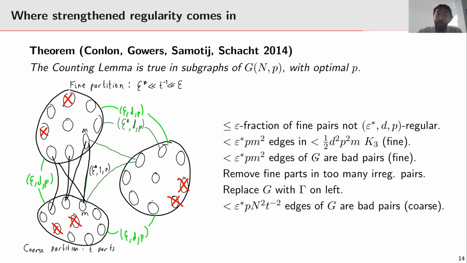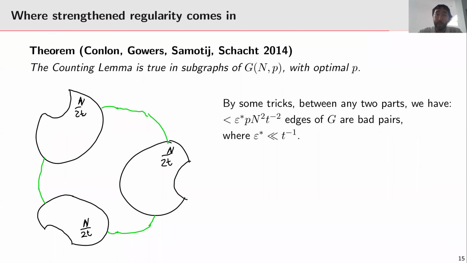Okay, so what we get eventually out of this is, looking over the entire coarse parts here, I can say at most an epsilon star fraction of them will turn out to be bad pairs for this entire coarse part. Okay, this is what we wanted. So now let me say what we get out of this.